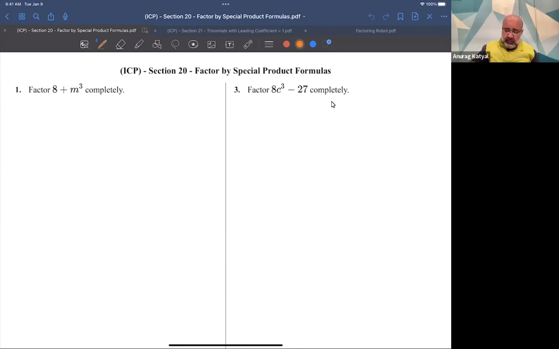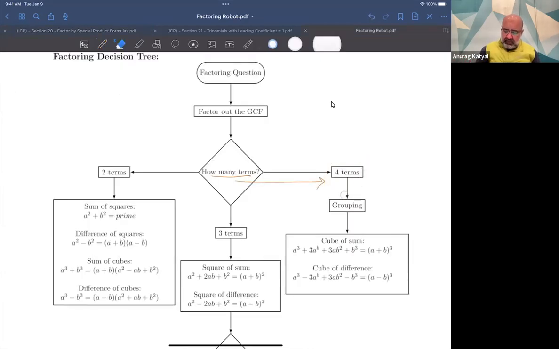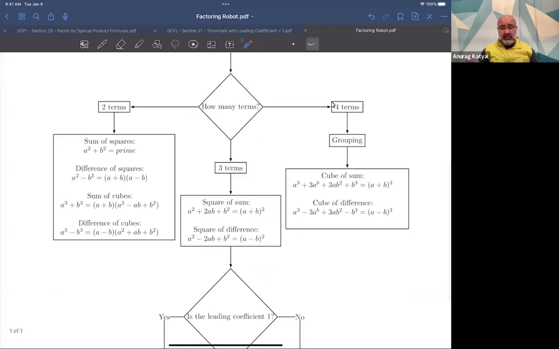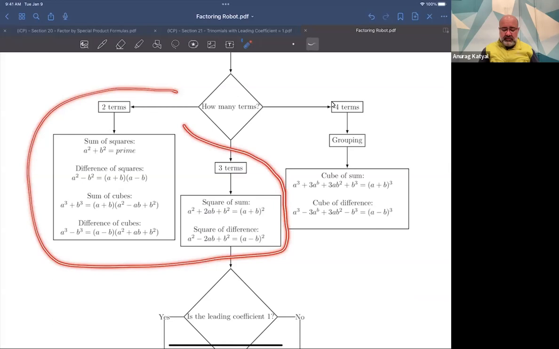So again, as a review, here's our factoring robot. We will start with a factoring question. We will factor out any GCFs that might be present from the entire problem. Then we'll ask ourselves, well, how many terms do we have? And in this section, we'll be dealing with anything in these two boxes.